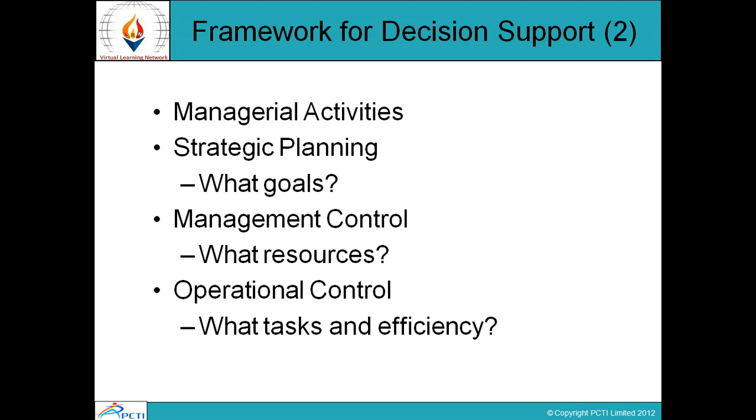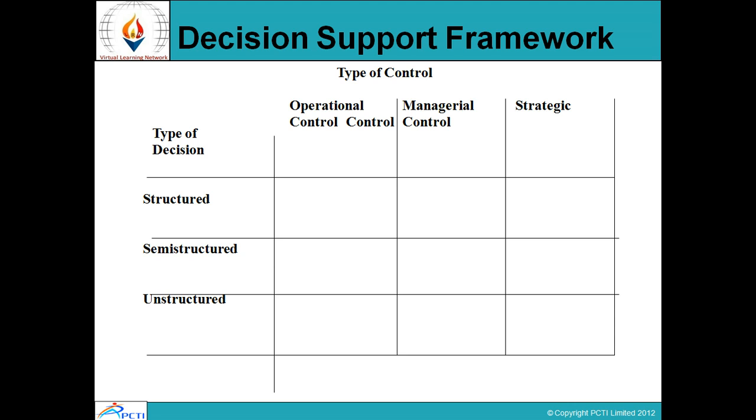Strategic planning, or long-term planning basically. What are our goals? Strategic planning gives you the answer to the question of what the goals are. Next one is management control, that is, what the resources are. Management always controls the resources, while strategic planning focuses on the goals part. And when we talk about operational control, it means what the task and efficiency are, right? So operational control focuses on the task and its efficiency, so that we can perform that particular task efficiently.